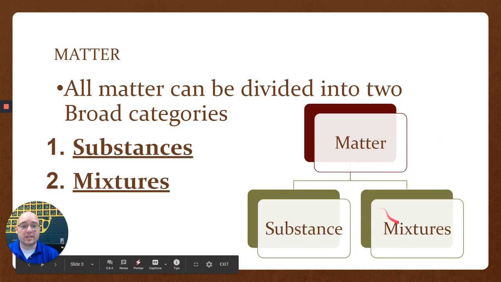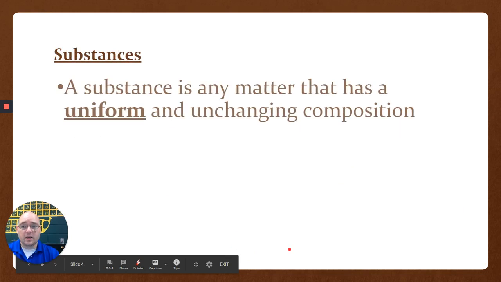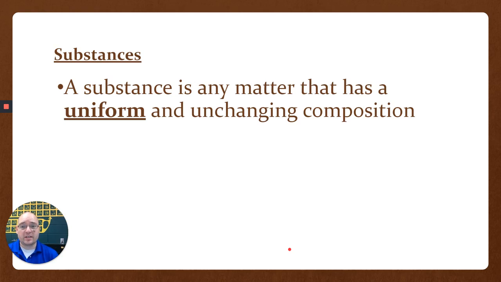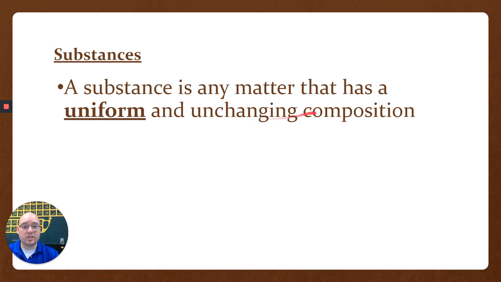So let's talk about each one of these individually first. We're going to start with substances. All right, substances is matter that has a uniform and unchanging composition, meaning anything that has the same. This word uniform means one form or all the same. They all look the same. Unchanging composition, which means if I get something from one place in the world and it's the same as somewhere else in the world, it will be the same no matter what.